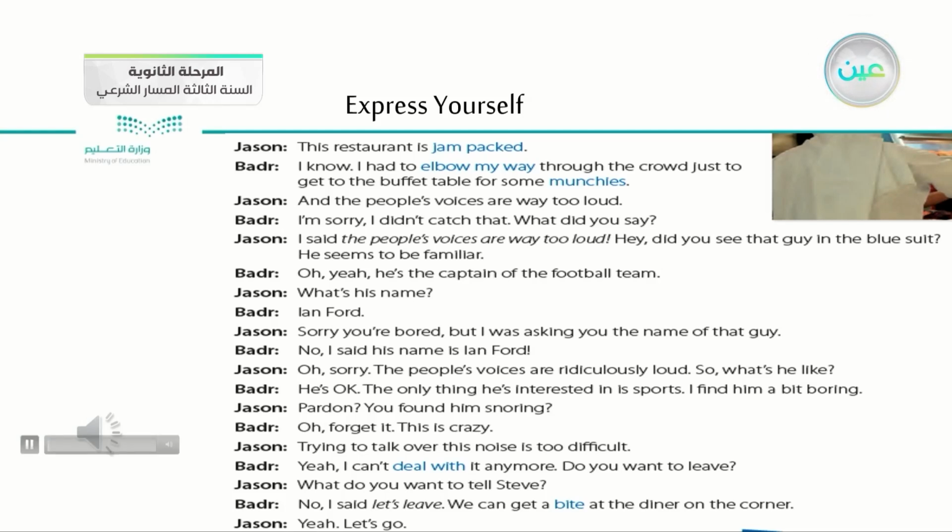Page 72. 4. Conversation. This restaurant is jam-packed. I know. I had to elbow my way through the crowd just to get to the buffet table for some munchies. And the people's voices are way too loud. I'm sorry, I didn't catch that. What did you say? I said the people's voices are way too loud. Hey, did you see that guy in the blue suit? He seems to be familiar. Oh, yeah, he's the captain of the football team. What's his name? Ian Ford. Sorry you're bored, but I was asking you the name of that guy. No, I said his name is Ian Ford. Oh, sorry. The people's voices are ridiculously loud.